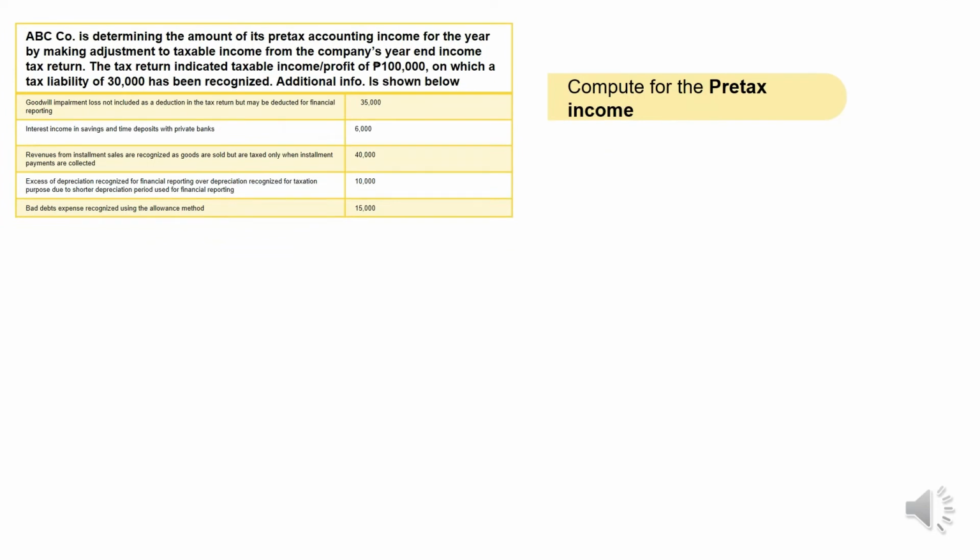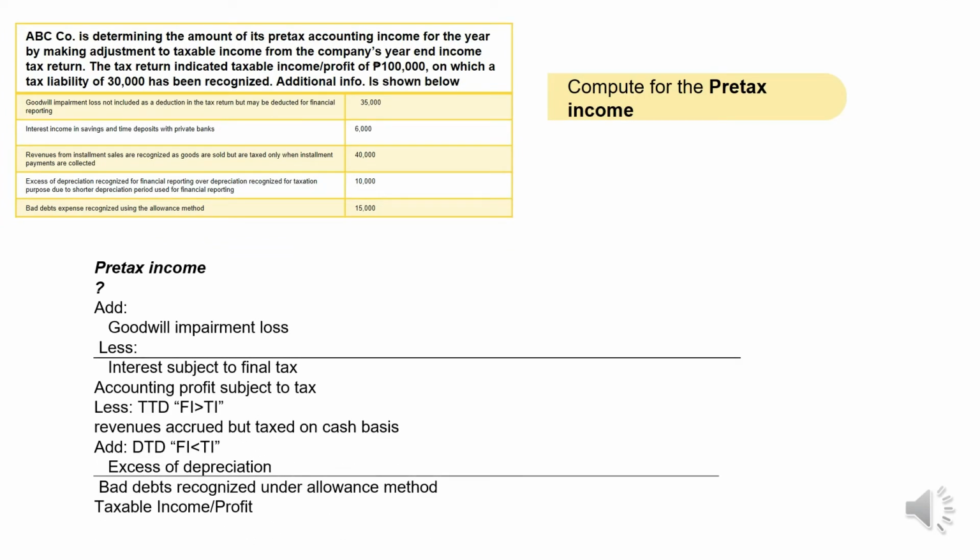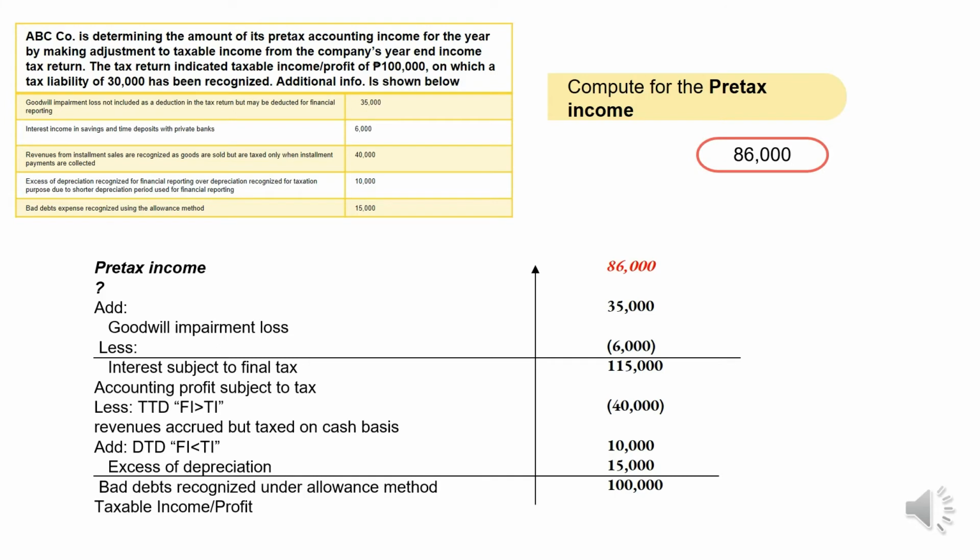In this illustration, we need to determine the pre-tax income. But the taxable income profit of 100,000 is already given. Let us just follow the table from earlier. The pre-tax income is missing, so how do we get it? We squeeze it: we start computing from the bottom going up. First, the taxable income or profit of 100,000, and then the bad debts we will less because we are working backwards, less also the depreciation, then add 40,000 equals 115,000 subject to tax. Then continue, add 6,000 less 35,000 is equal to 86,000 pre-tax income. So our pre-tax income is 86,000.